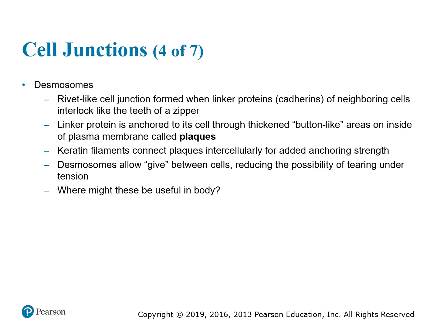Desmosomes, on the other hand, are the sort of rivet-shaped junctions formed by linker proteins. We call these cadherins. And these cadherins link neighboring cells like the teeth of a zipper. And so you tend to find these, I believe, in the cardiomyocytes, for instance, of the heart cells. They allow the heart cell to beat as a unit and stay together during contraction. But the keratin filaments here can connect plaques intercellularly for adding anchoring strength, and they allow give between cells, reducing the possibility of tearing under tension.